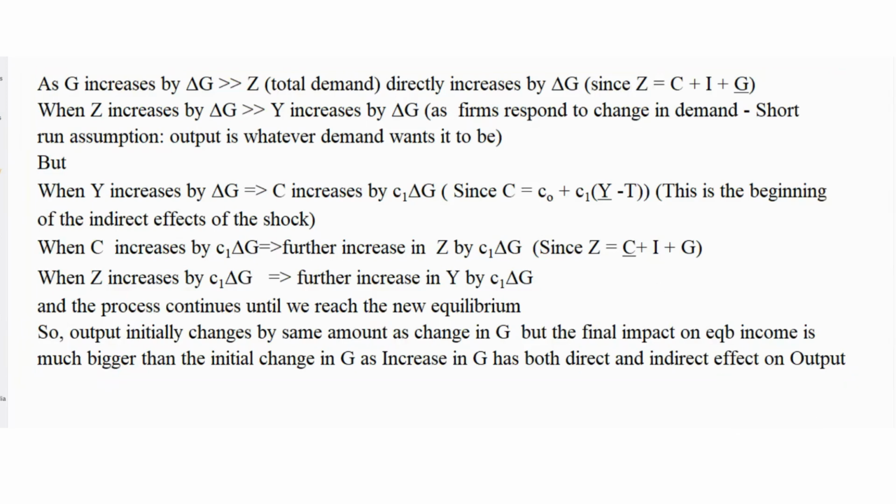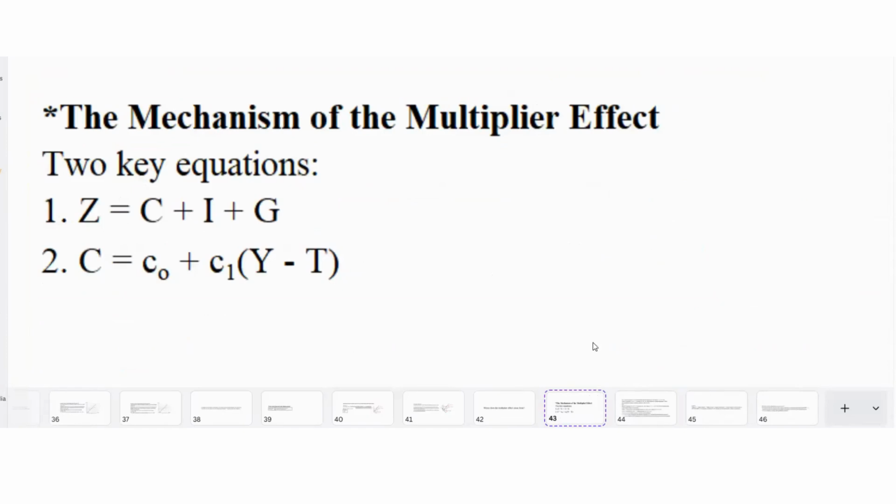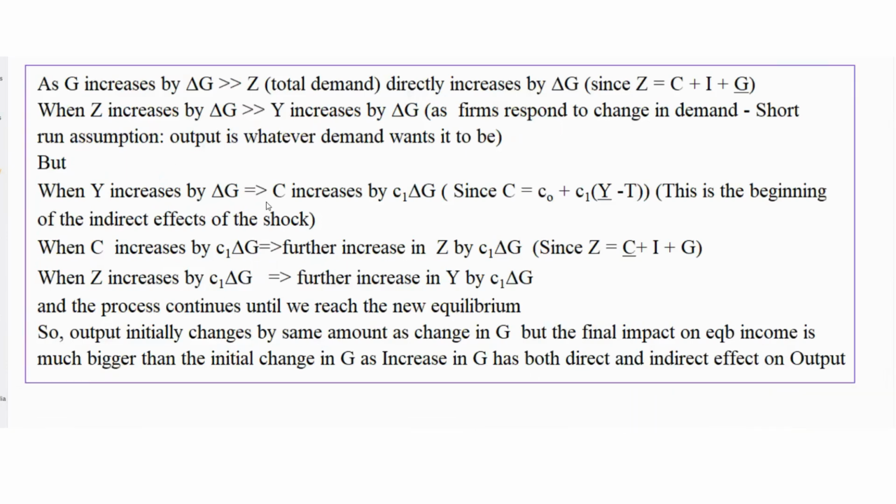But let's go back to one of our key equations, the consumption function, where C is a function of Y. When Y increases by delta G, C increases by C1 delta G, since consumption is a function of income. And this is the beginning of the indirect effects of the shock. When G increased by delta G, that caused Z to increase by delta G and caused Y to increase by delta G. That's the direct effect of the increase in G on output. Because of the increase in Y, C increases, as C is a function of Y.